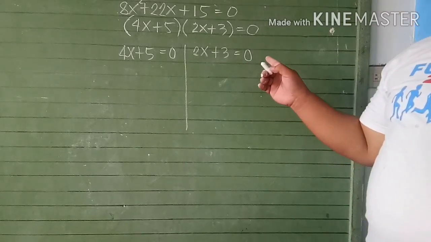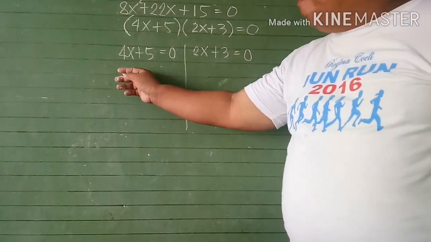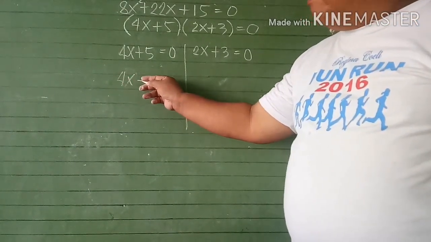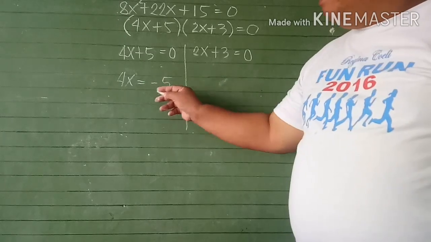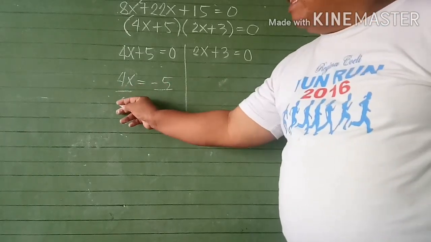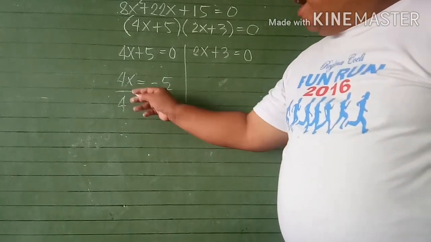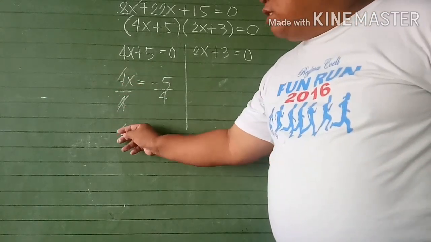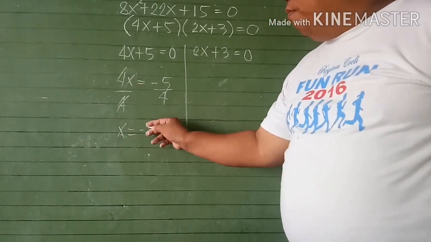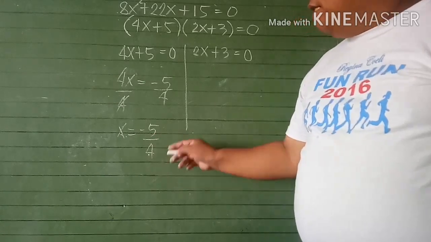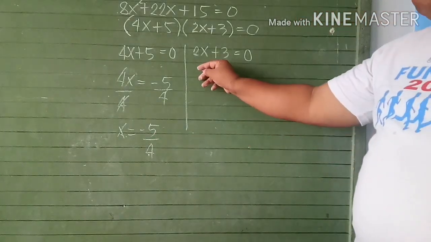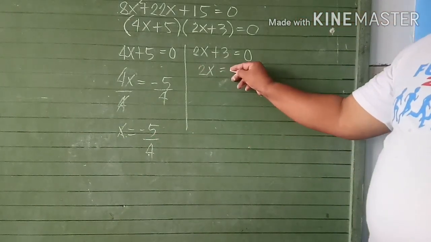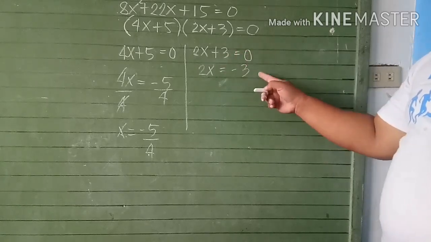Now let us find the value of x. So in this part, we have 4x equals negative 5. Then divide both sides by 4 to isolate x on this side. So cancel 4. So x should be negative 5 over 4. Same with the other side. We're going to transpose: 2x equals negative 3. Transposing positive 3 to the other side, it becomes negative 3.